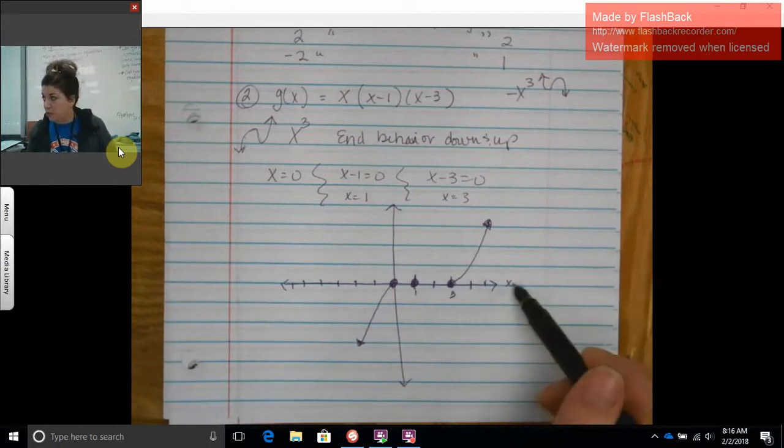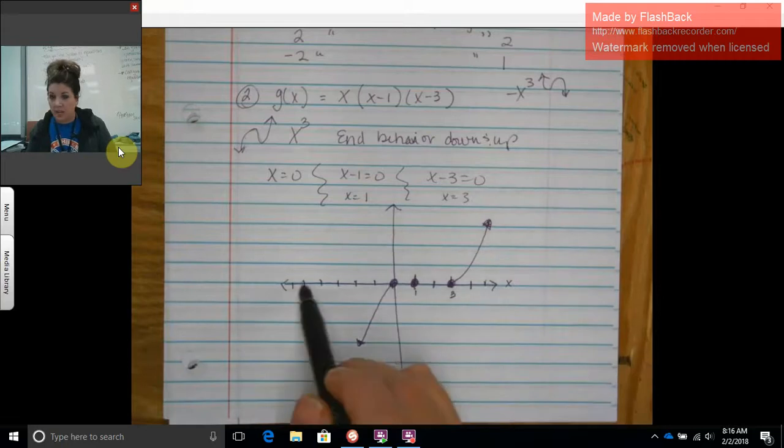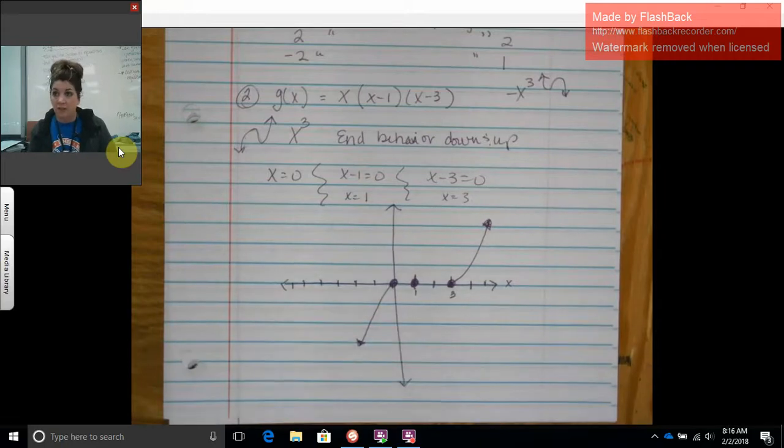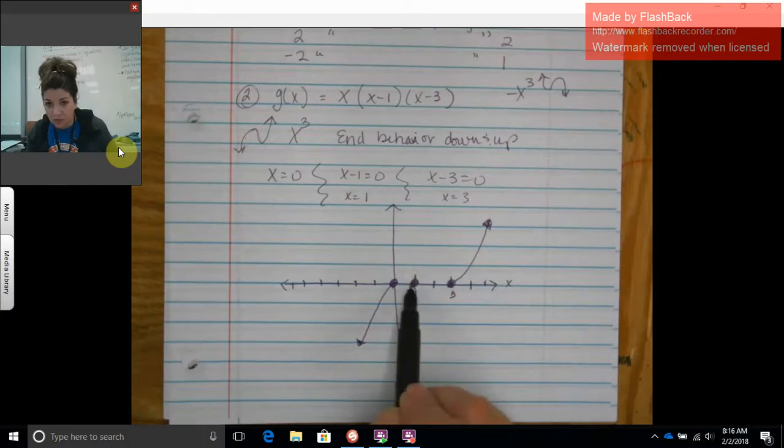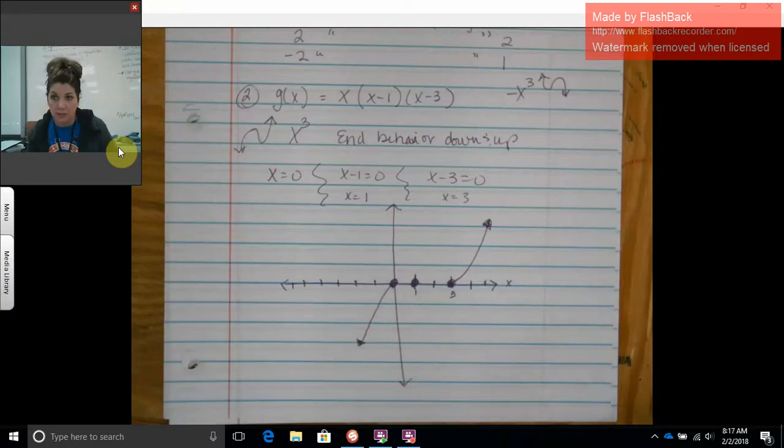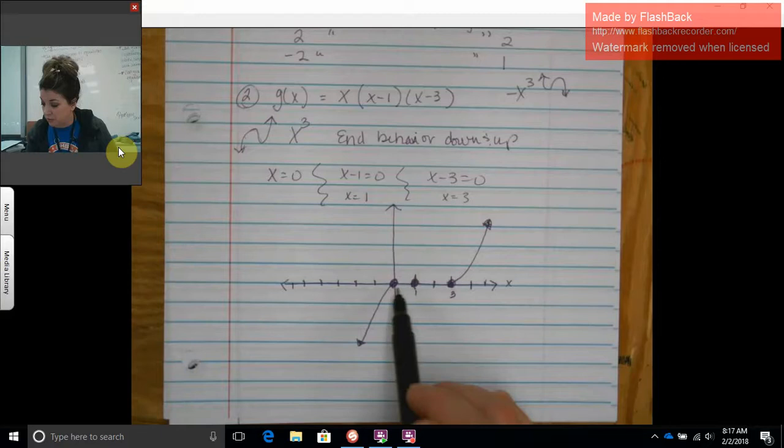Pick some x values to the right and to the left and put them into your table of values and find ordered pairs. And then plot those and you can see if it's going up or down. Okay? But is this my graph? No. I've got to figure out what's happening in between these two zeros because I know it's not just a straight line over here. And I have to find out what's happening in between these two zeros. So pick some value of x that falls in between each.